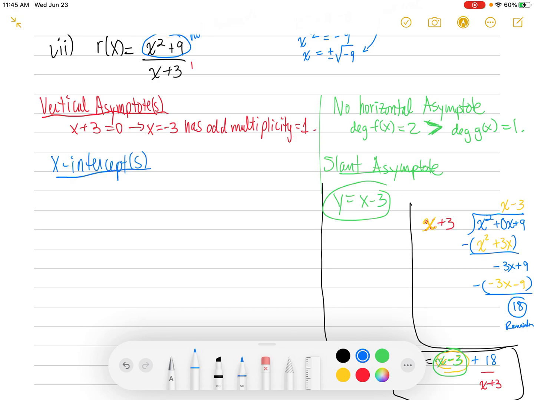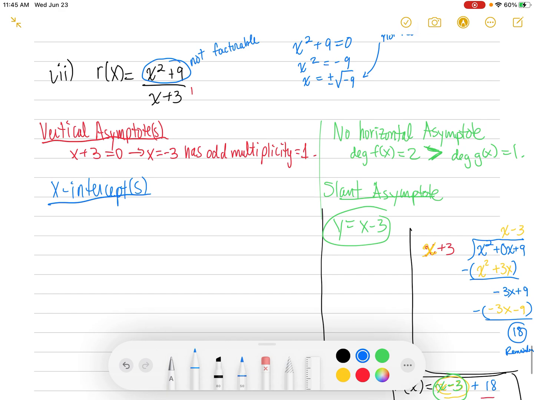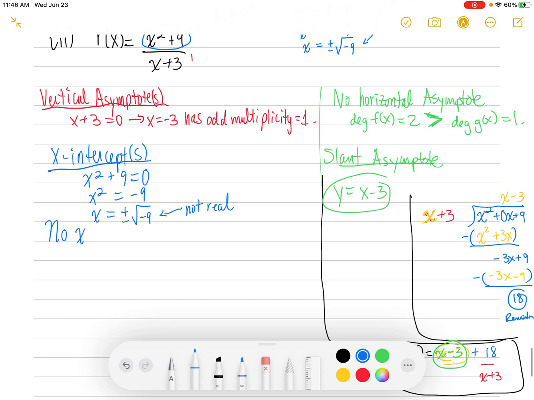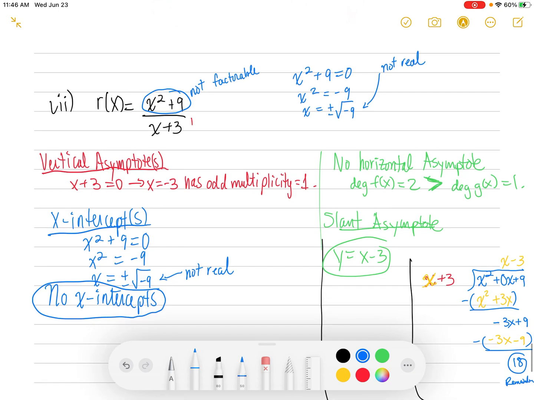Now it's green. Okay, so we got our slant asymptote. Now we want to do x-intercepts. So the top doesn't factor, right? We said it doesn't factor. So what you would do is try to solve x squared plus 9 equals 0. You would subtract 9 from both sides, which we've already seen, and to solve that you do plus or minus the square root of negative 9, which is not real. So since we don't have any real solutions, we don't have any x-intercepts. So there are no x-intercepts to this graph.